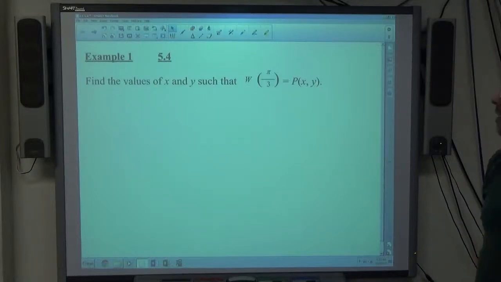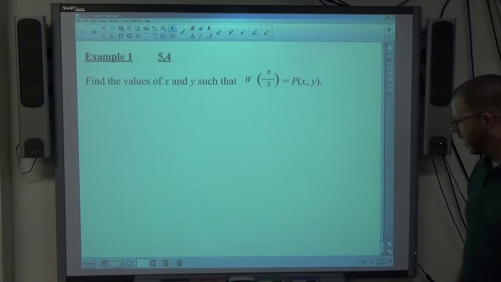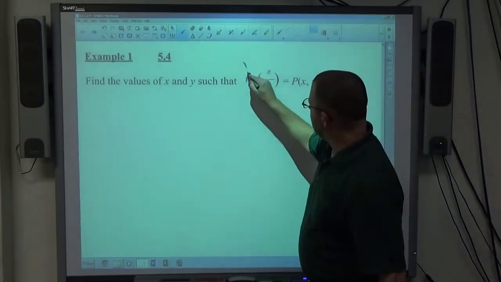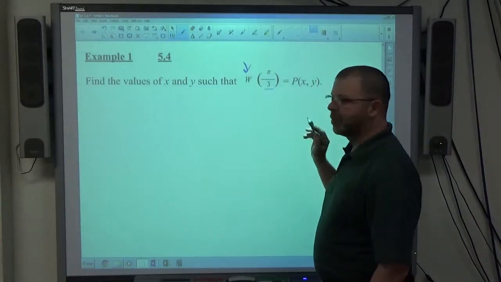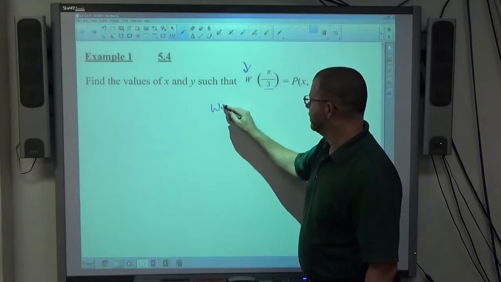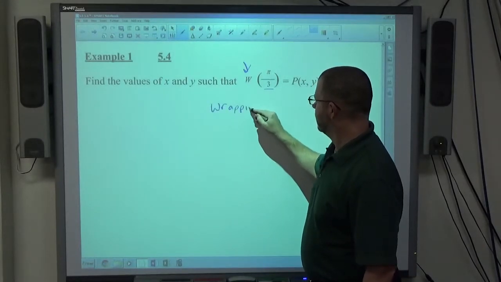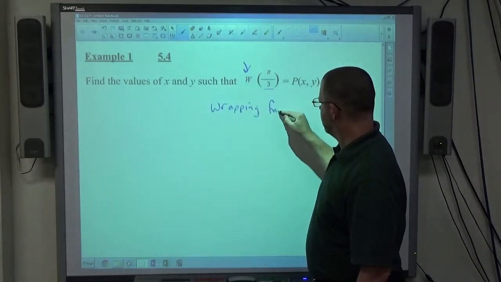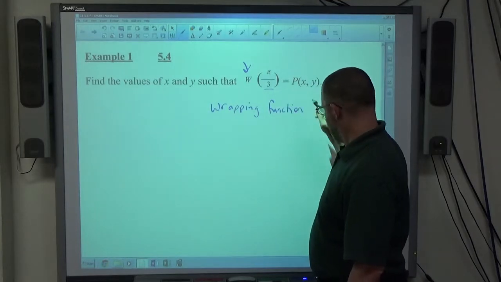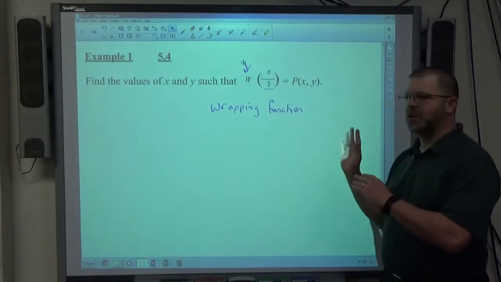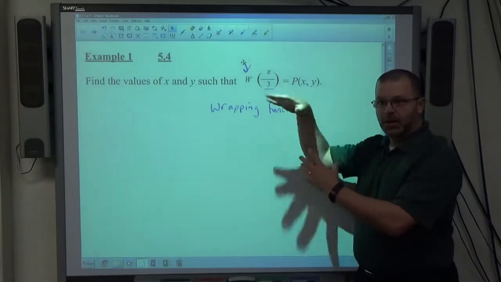All right, find the values of x and y such that w of pi over 3 is equal to P(x, y). This w of an angle is called the wrapping function. Okay, so pi over 3 represents how much we want to wrap around the unit circle.